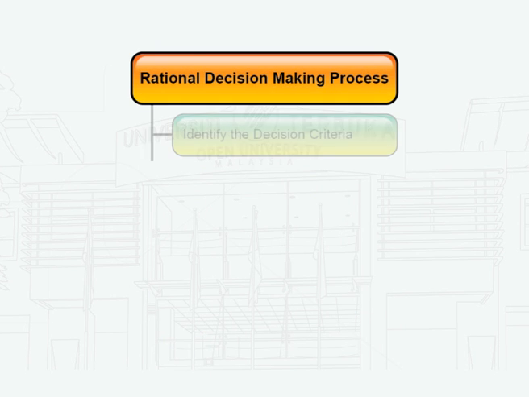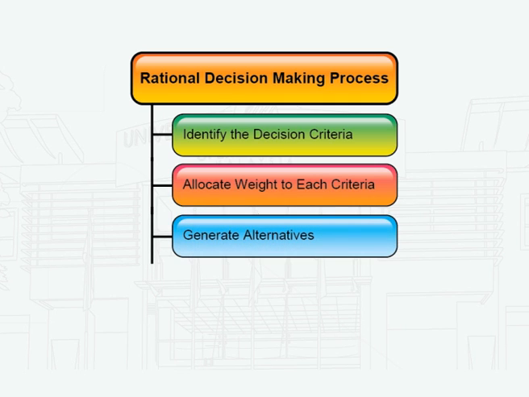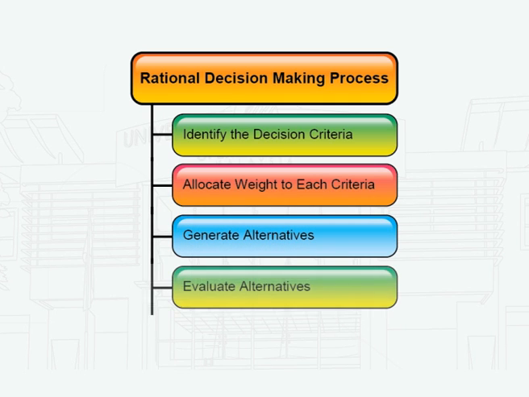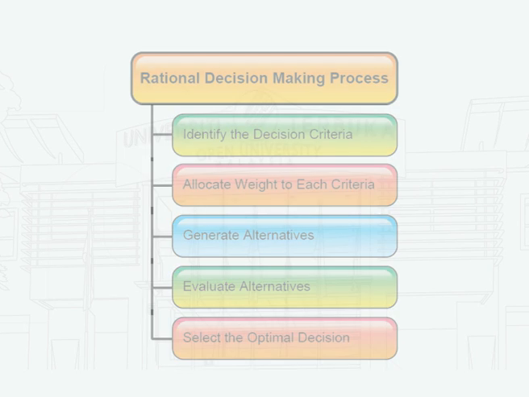Faced with so many situations and uncertainties, how should a manager make a decision? In management, we have what is known as the rational decision-making process. Using the rational decision-making process, a manager should follow the following steps: identify the decision criteria, allocate weights to each criteria, generate alternatives, evaluate alternatives, and then select the optimal decision.